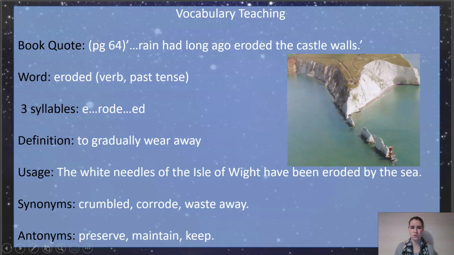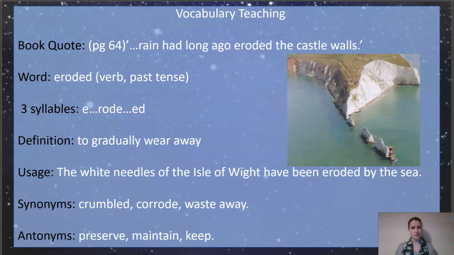So on page 64, it says rain had long ago eroded the castle walls. So the word we're looking at is eroded. Now because of our suffix ed, this is a past tense word. So when we erode something, it's a verb, it's something we do. So it's 3 syllables, eroded, and it means to gradually wear away. Now my example here says the white needles of the Isle of Wight have been eroded by the sea.